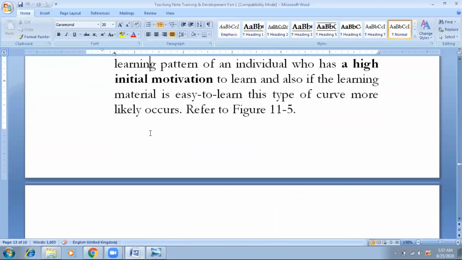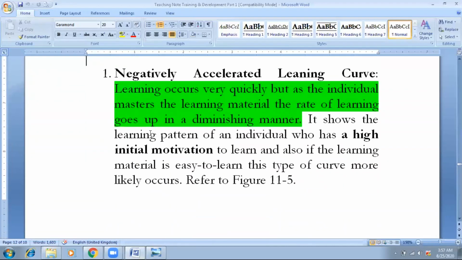Okay, first try to learn this one. Negatively accelerated learning curve. So learning occurs very quickly, but as the individual masters the learning material, the rate of learning goes up in a diminishing manner. Learning occurs very quickly. So it shows the learning pattern of an individual who has a high initial motivation to learn.